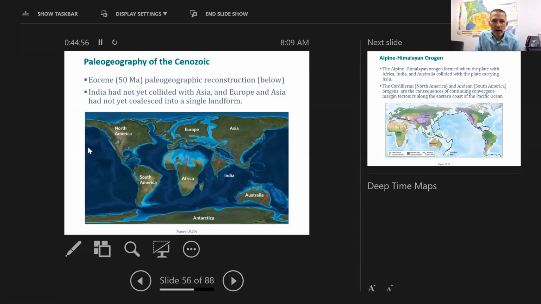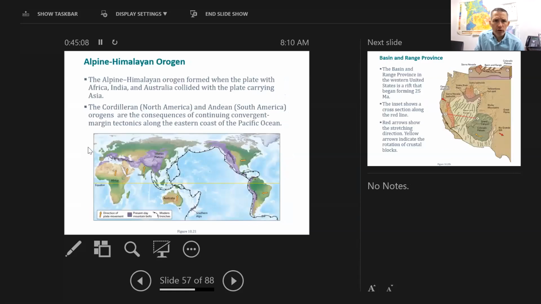You can see that Africa is also moving further north, and Australia is also moving further north in those locations. So during the Himalayan orogeny, gotta have a Y on that slide there.